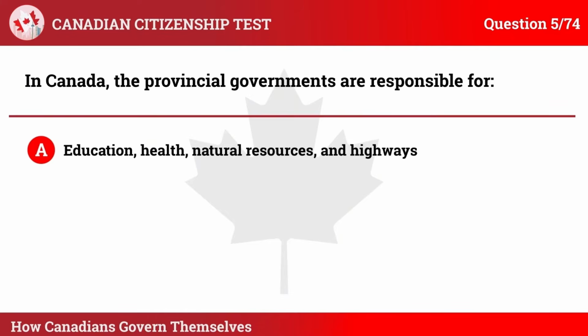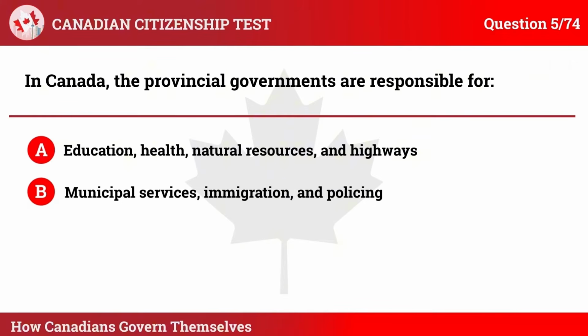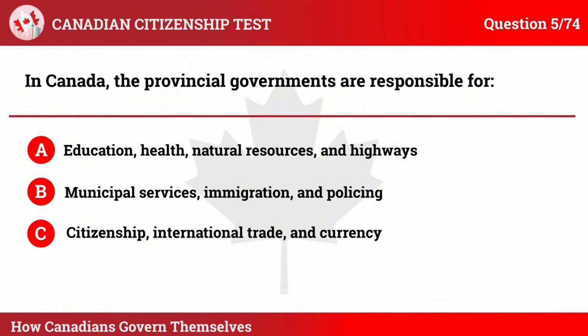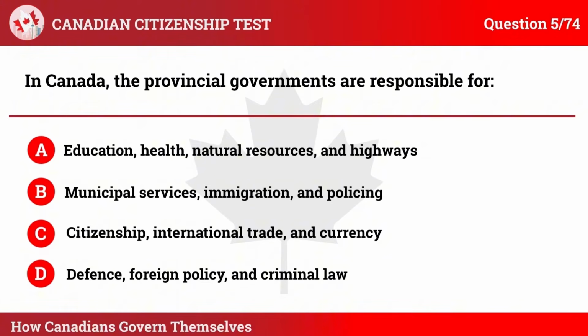Question 5. In Canada, the provincial governments are responsible for A. Education, health, natural resources, and highways. B. Municipal services, immigration, and policing. C. Citizenship, international trade, and currency. D. Defense, foreign policy, and criminal law.